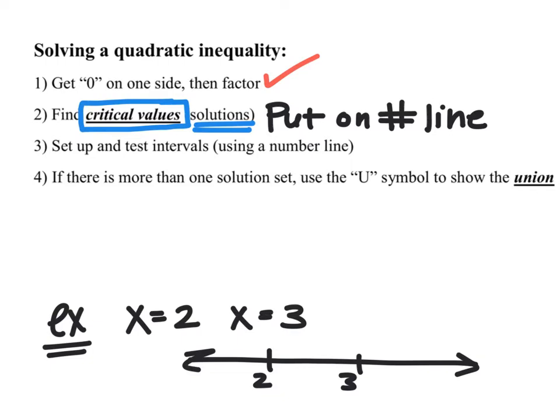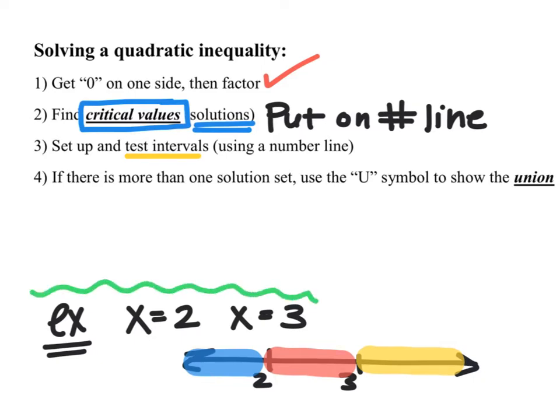Now when I put my critical values down, what you're going to notice is that there are 3 different areas, 1, 2, and 3, of the graph. So 2 critical values makes 3 different test intervals. We're going to create these test intervals and try to find if numbers create positive or negative answers. If there is more than one solution in the set, you want to use a U symbol to show a union. What are they talking about there?